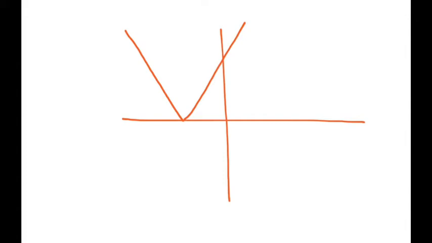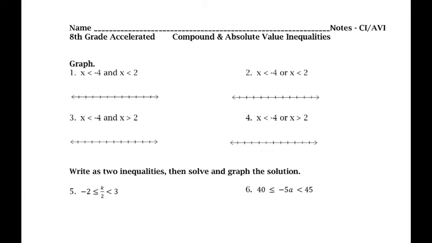Okay, so moving on, we're going to start out with some compound inequalities. And so numbers 1 through 4 on your paper, we're going to pause the video and you are going to do 1 through 4. So you're going to graph two inequalities on the same number line at the same time. So just do 1 through 4 right now.